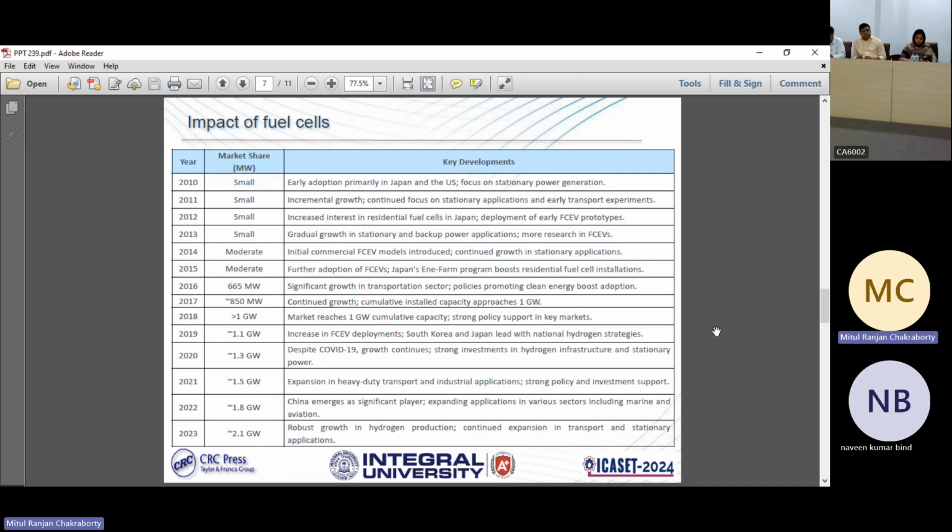And the impact of fuel cells, as you can see, as I said earlier, from 2010 it started gradually capturing the market, and now we are in 2024, and after studying the scenario, we have seen that in 2010 it was a very small market share, but in 2018 it reached almost 1 gigawatt, and in 2019 it reached 1.1 gigawatts, with South Korea and Japan playing the major roles, and in 2023 it has reached up to 2.1 gigawatts. So with the advancement of hydrogen technology, this sector is taking a huge jump.